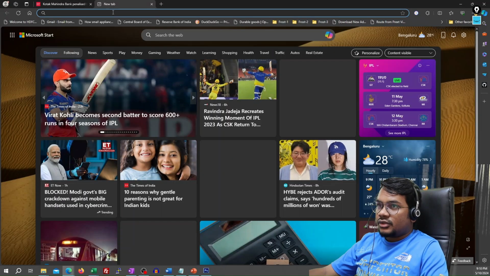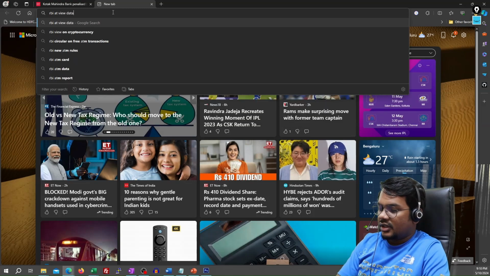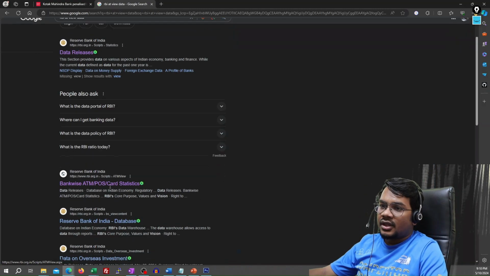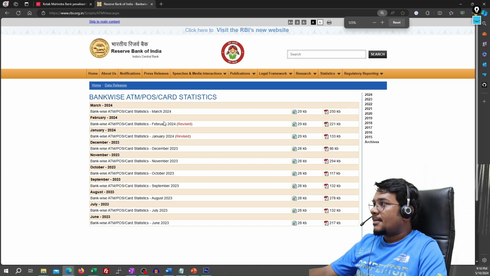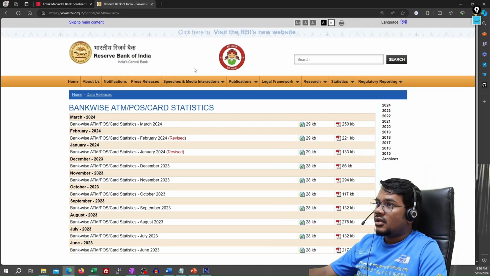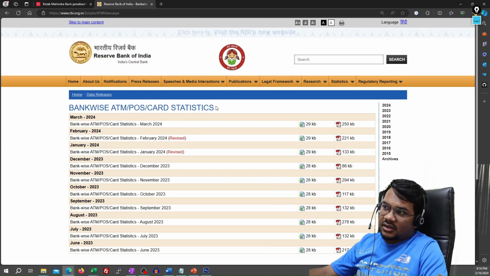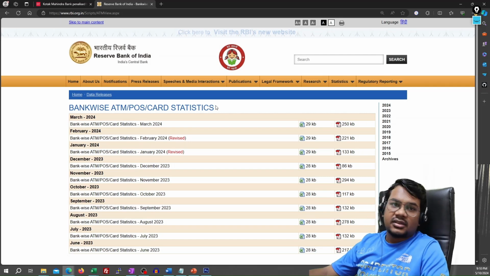If you just go to Google and search RBI ATM view data, okay, this one. If you click on ATM, POS and card, you will see, let me just increase the size for you a bit, Bankwise ATM POS card statistics. Now this is what is being tracked actively by all the credit card managers, anyone working in the credit card industry, especially in the marketing, sales and analytics teams.